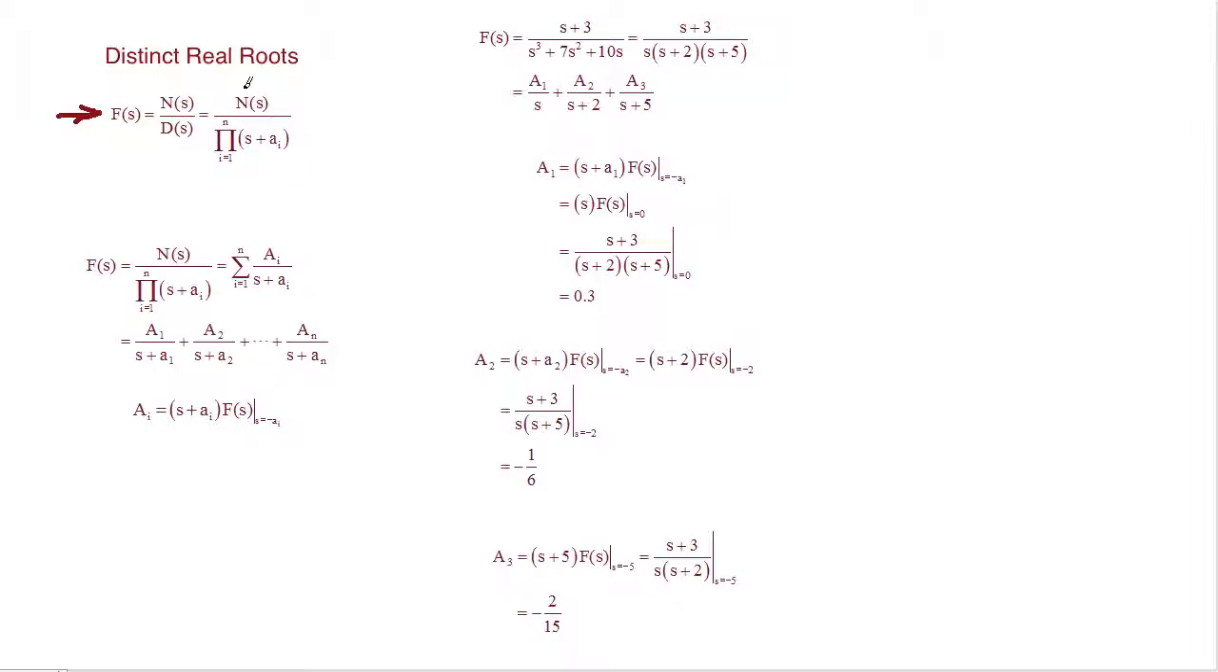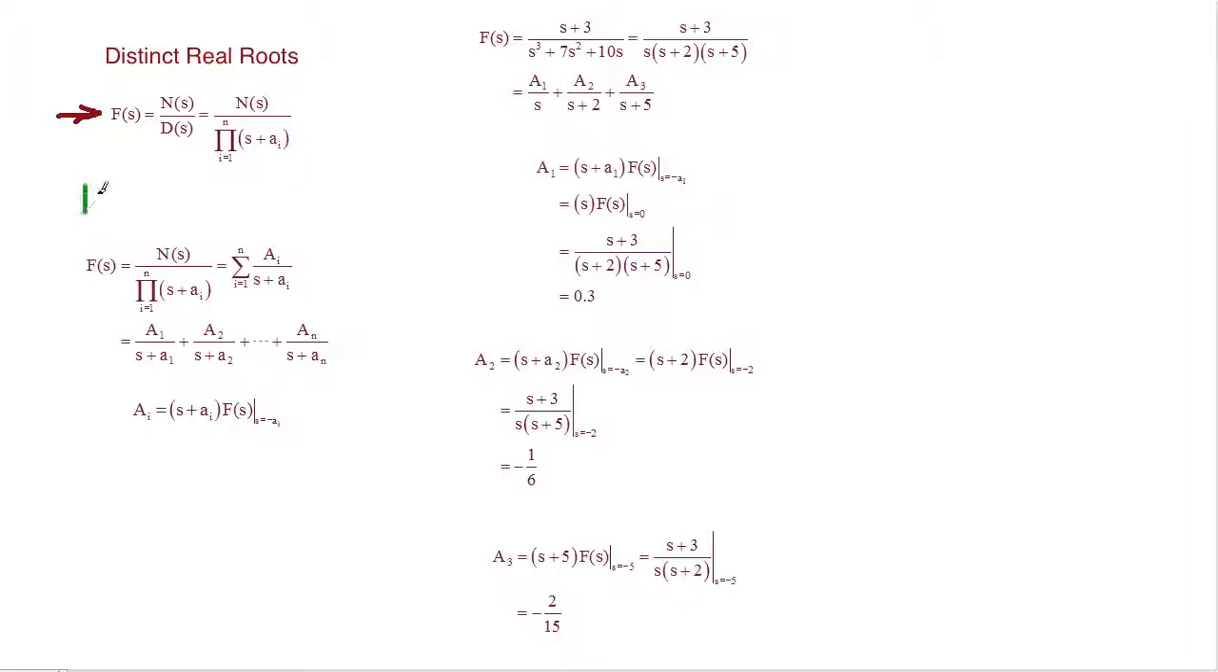And I'm going to write it in this form. The numerator remains N(s), but the denominator looks like this product. It looks like a big pi, a capital pi, i goes from 1 to n of s plus a_i. Now, first of all, you may not be familiar with this pi notation, so let me explain that to you.